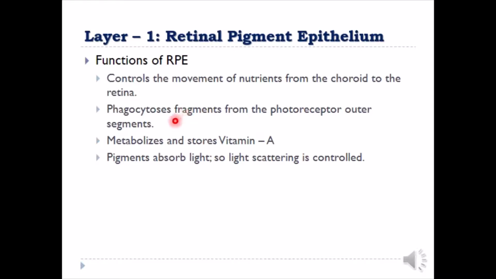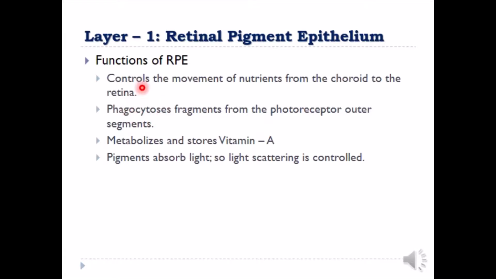Second function, phagocytosis. Phagocytosis is nothing but eating. The retinal pigment epithelium eats and clears the cell components from photoreceptor cells. You remember that the photoreceptor cell outer segment is the area where the processing of light rays happens. During that process, a lot of waste products will be formed. These waste products from the photoreceptor outer segment are eaten, or cleaned, by the retinal pigment epithelium.